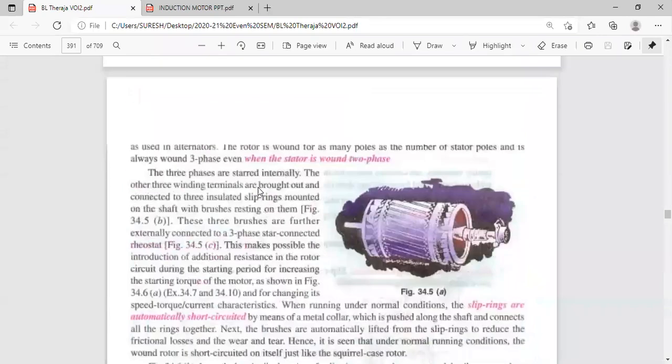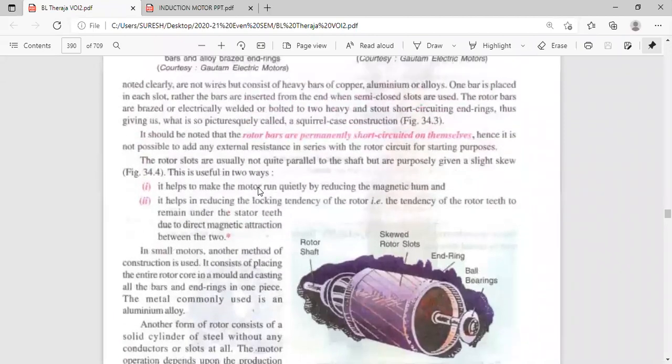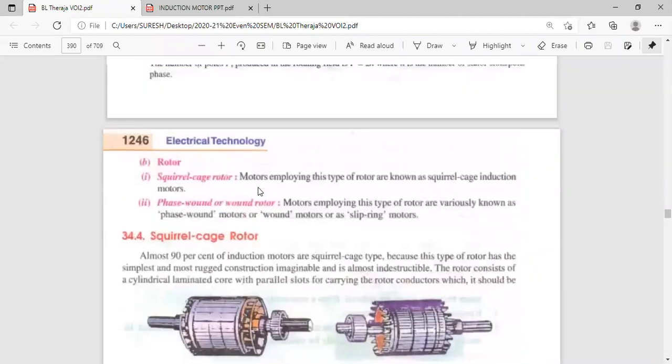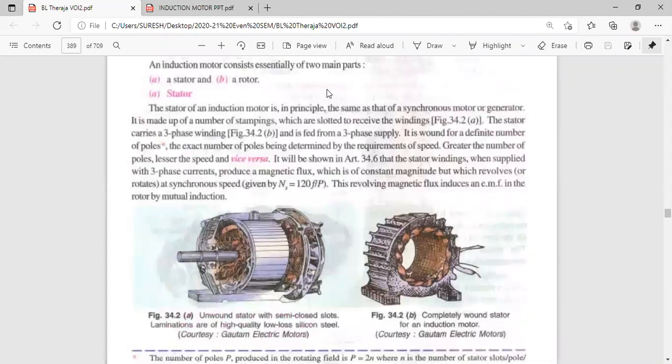Now I'll explain the squirrel cage rotor and the slip ring rotor. I have already explained the stator. The stator has three windings, connected to a three-phase supply. When the three-phase supply is connected to the stator, three currents will pass and a magnetic field is developed. It produces magnetic flux which is of constant magnitude but which revolves at synchronous speed.